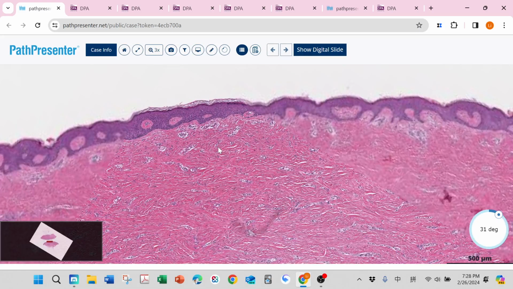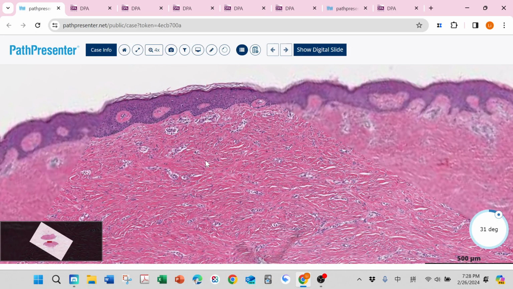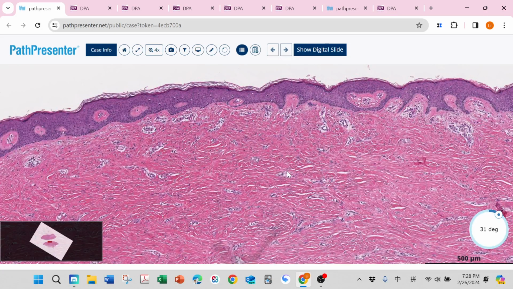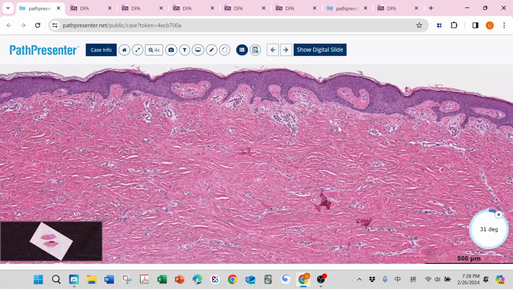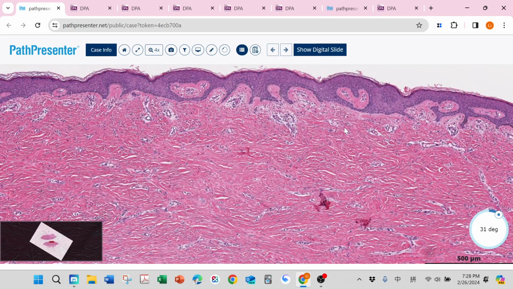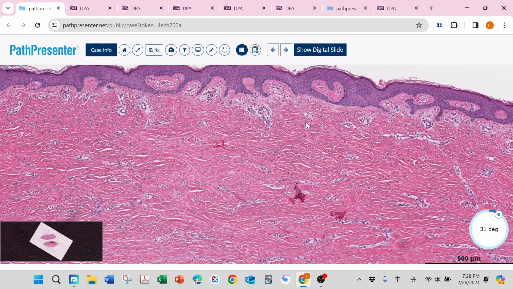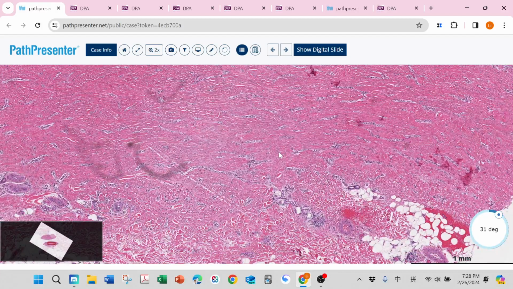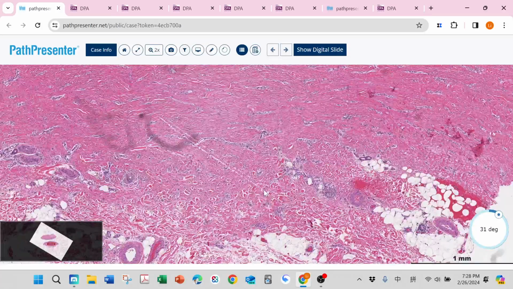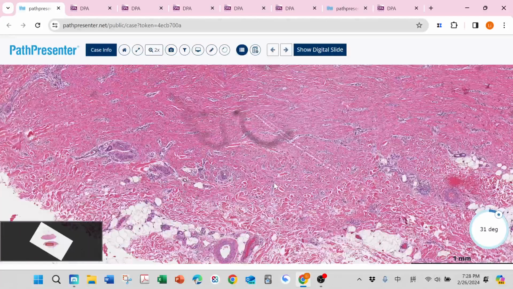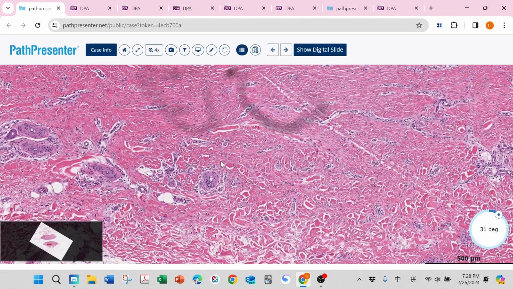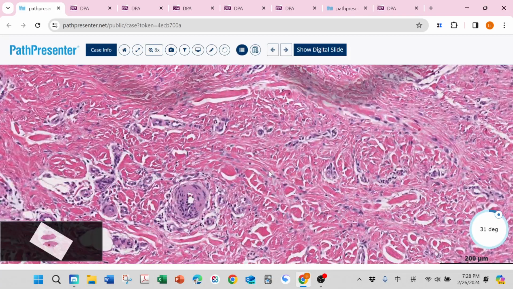We can see this spindle cell neoplasm, just haphazard growth from the superficial dermis, papillary dermis, all the way growing down into even the subcutaneous fat. And then in the periphery, you usually see this characteristic collagen trapping by these spindle cells.